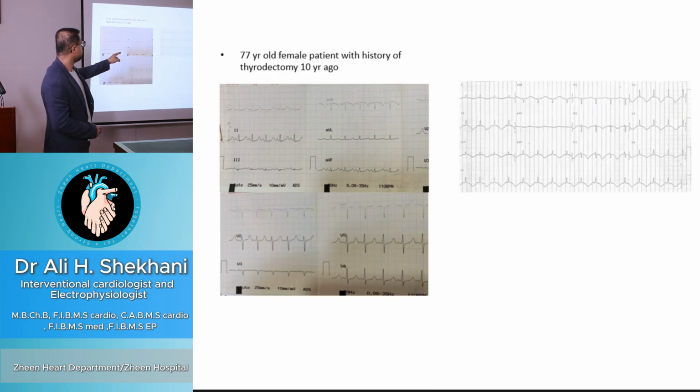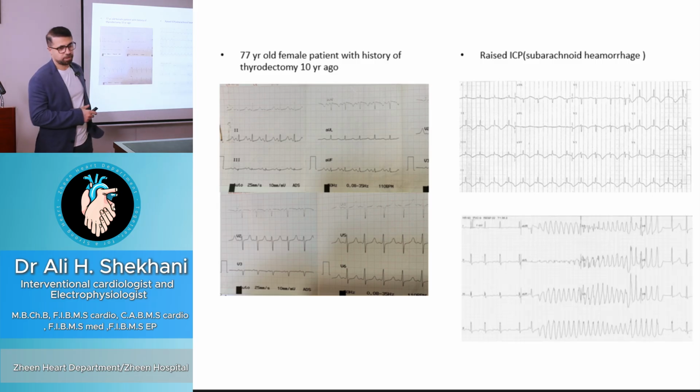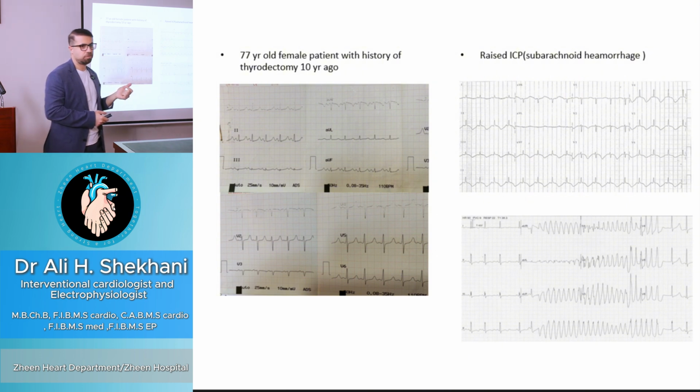This is another patient with long QT, but it is due to raised intracranial pressure. The patient has subarachnoid hemorrhage. And frequently, the long QT may develop polymorphic VT, which we call torsades de pointes VT.